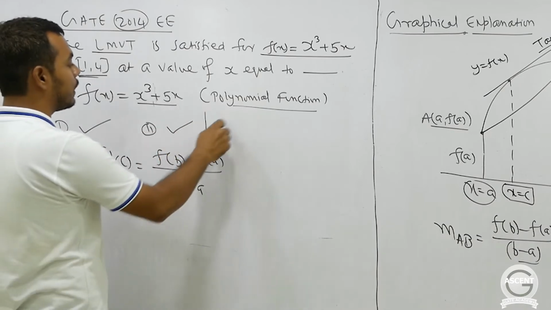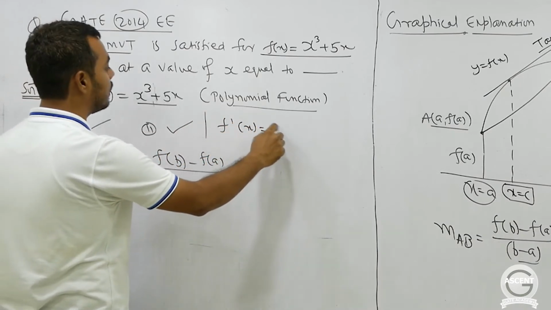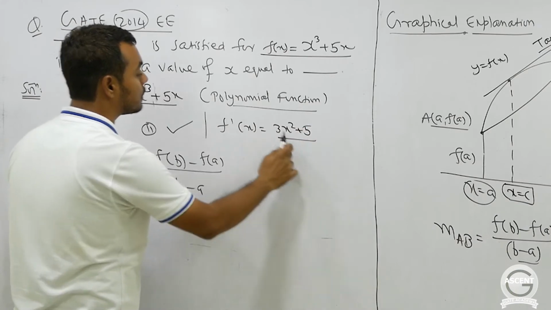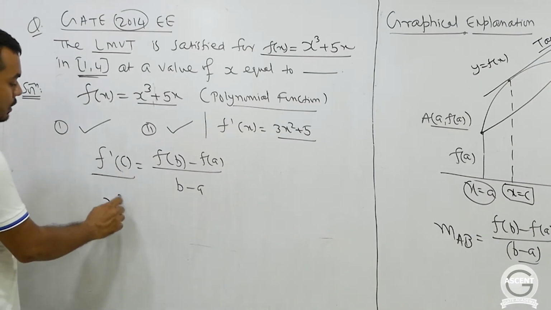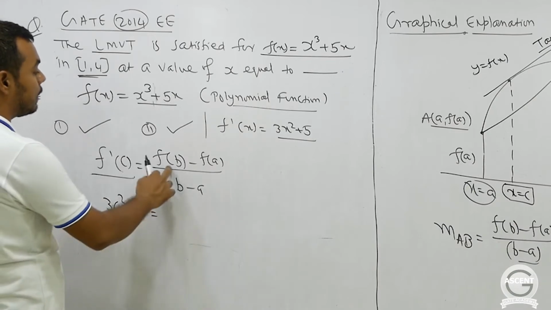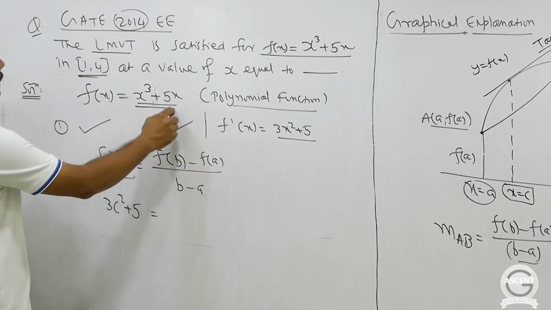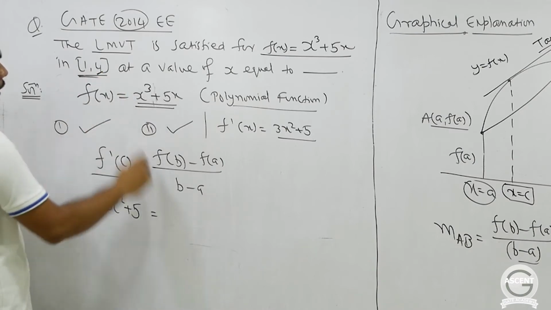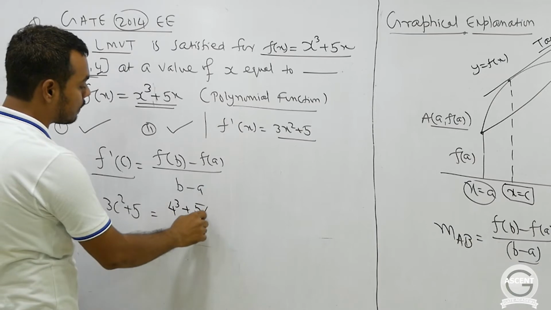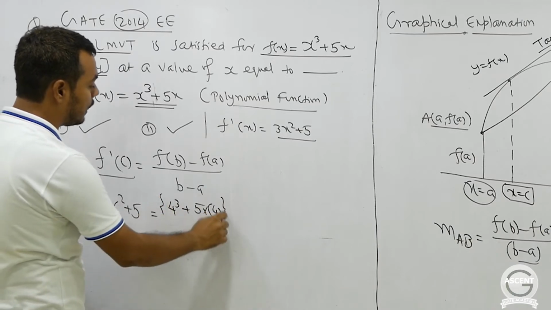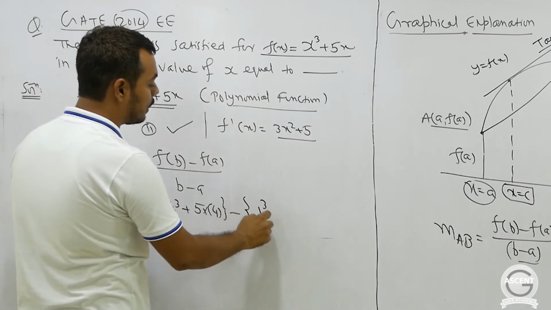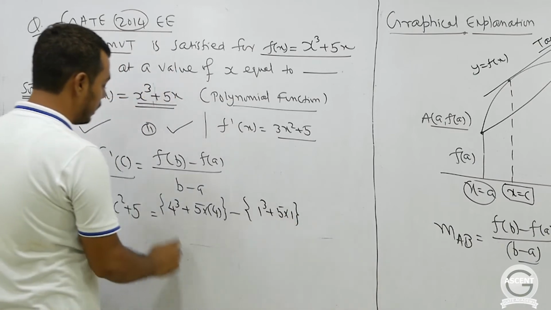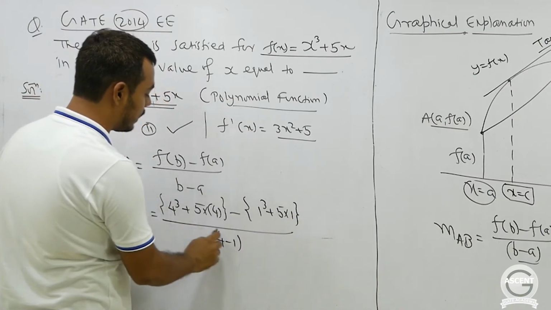If this is your f of x, then you can easily see that f dash x will be 3x square plus 5. This will be the first derivative. So now we are going to find the value of c. f dash c will be 3c square plus 5, and this will be f of b minus f of a. If I place b equals 4 here, then I will get 4 cube plus 5 into 4, minus f of a. If I place x equals 1 here, then I will get 1 cube plus 5 into 1, divided by b minus a, so 4 minus 1.